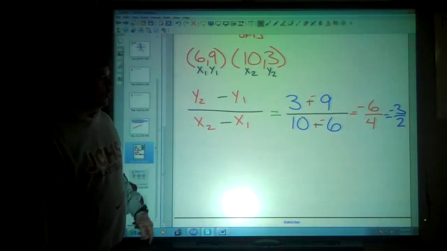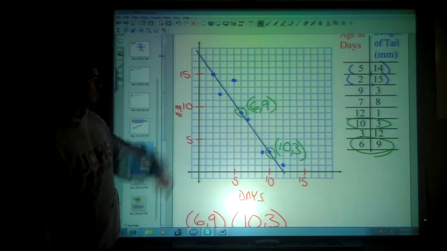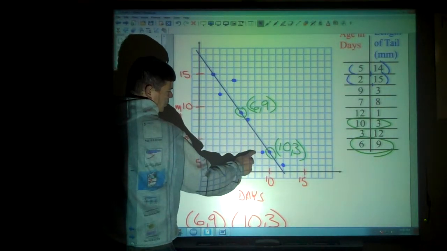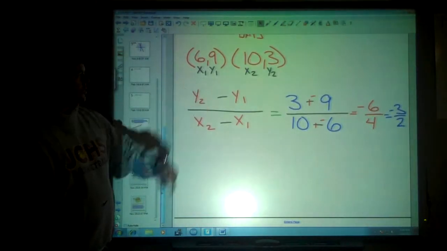Now that's a negative slope, which means as you look at it from left to right, it goes down, and that matches up. If I go down 1, 2, 3, and right 2, I'm on the line. So it definitely works that that's the slope.